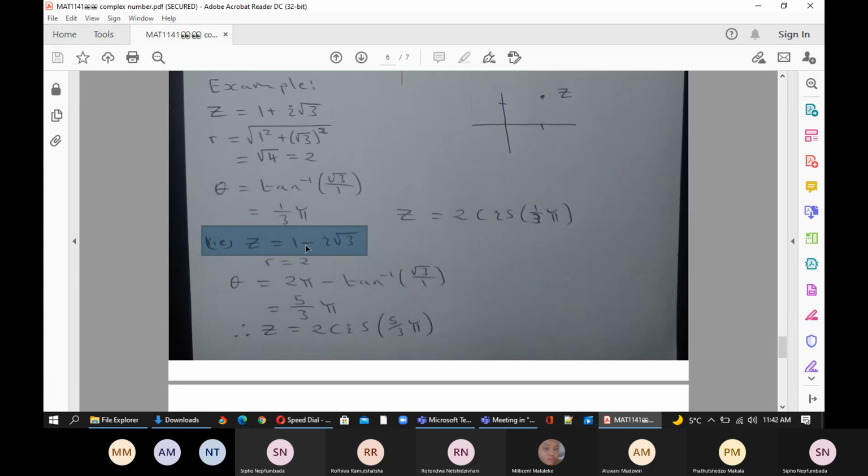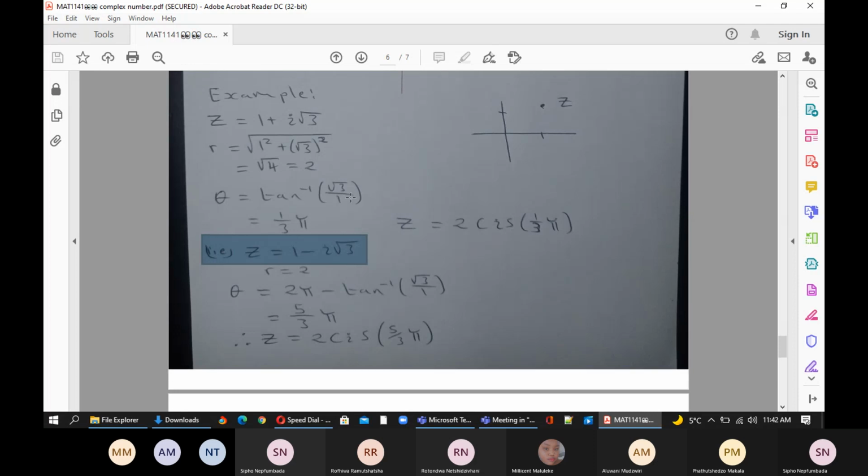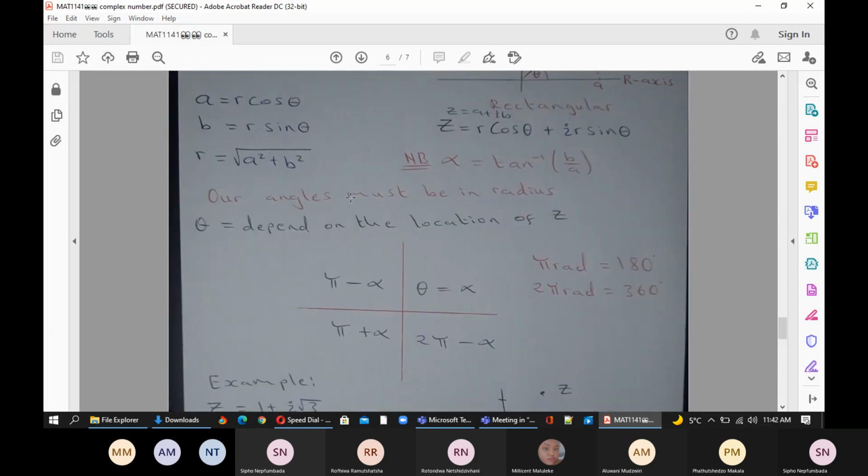Our final answer is z equals 2 cis of pi over 3. Remember, we have to write it in the form of this.